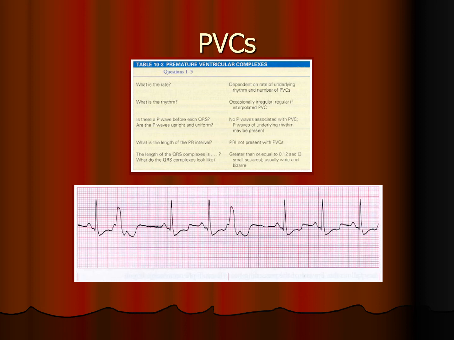All right. In general, PVCs are benign. They don't cause any problems. It's only when patients become symptomatic or start saying that they're feeling things that we worry about it.